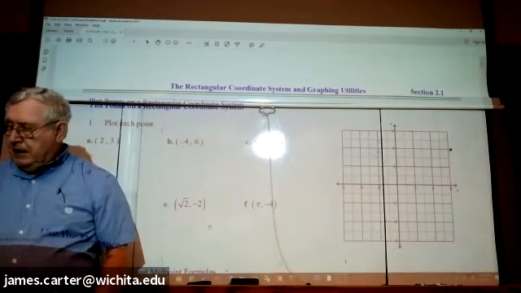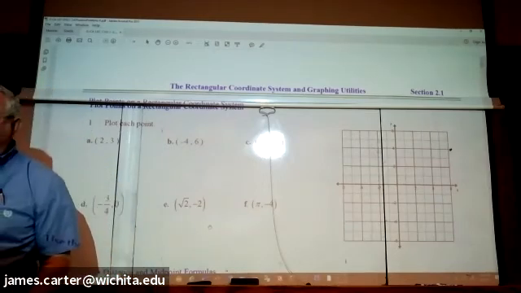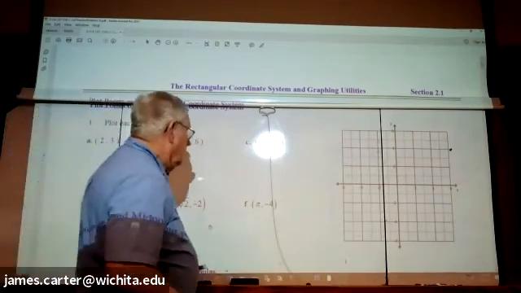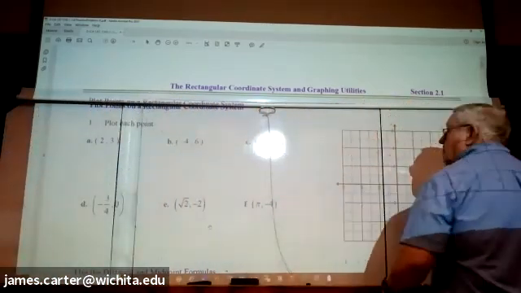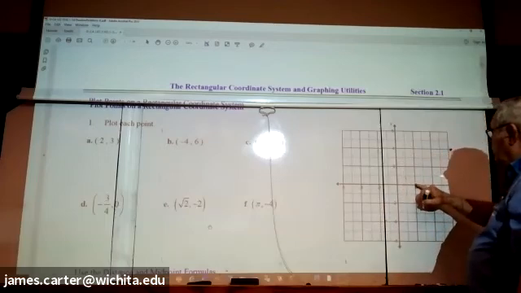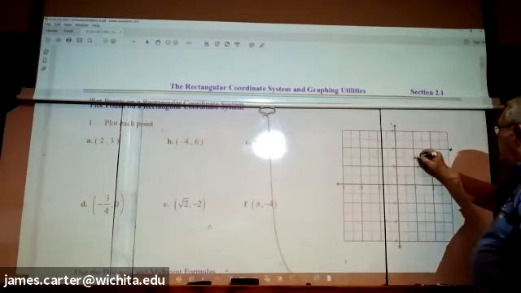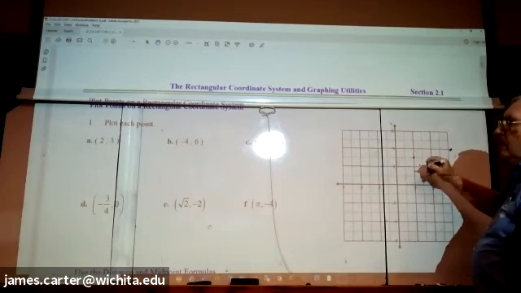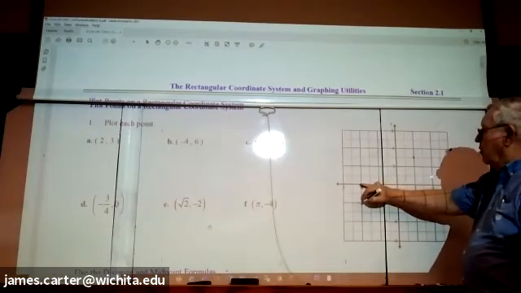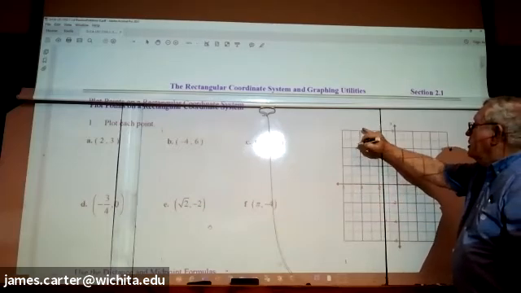In this case, you would have to plot just each point on this graph. Well, yes, we can do that. For A, 2, 3, over 2, and up 3, 1, 2, 3. For B, -4, 6, 1, 2, 3, 4, and +6, 1, 2, 3, 4, 5, 6.